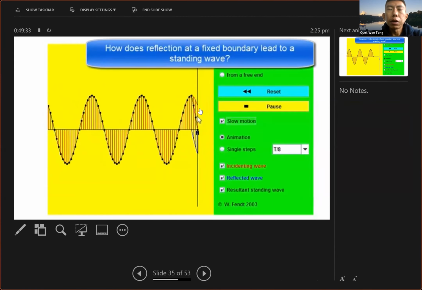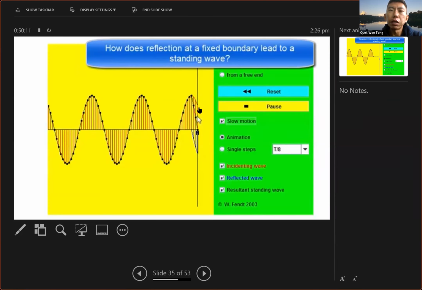Okay, I'll just pause here. You see, there are a few things happening here. One is the red waveform, and the other is the blue, and there are also the dots. The dots are the real displacement. The red waveform is what the incident wave would be if it continued without superposition happening. The blue one is what the reflected wave is supposed to be.